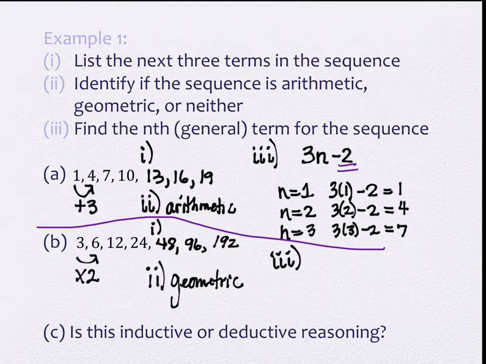2 squared means 2 times 2. 2 cubed means 2 times 2 times 2. 2 to the 4th means, you get the idea. This is exponents. That's what happens in a geometric sequence. So what does it look like? Well, it looks like whatever you've been multiplying by to that exponent. 2 to the n.